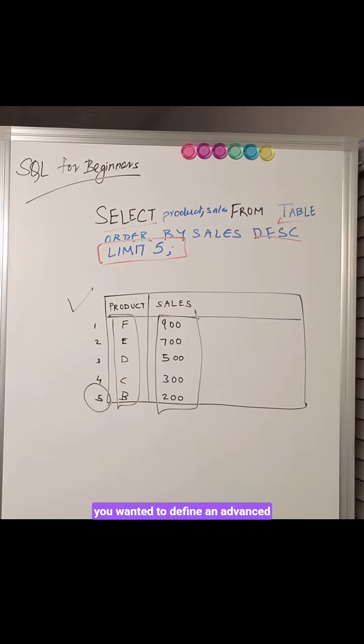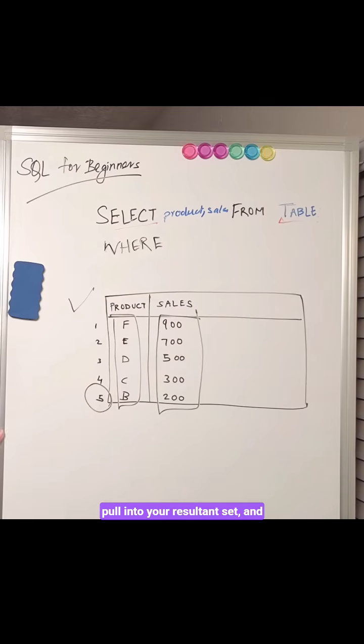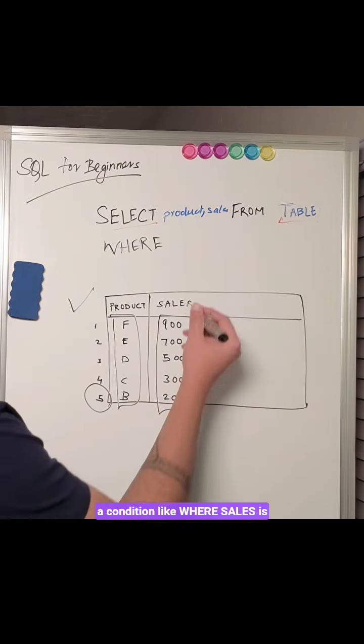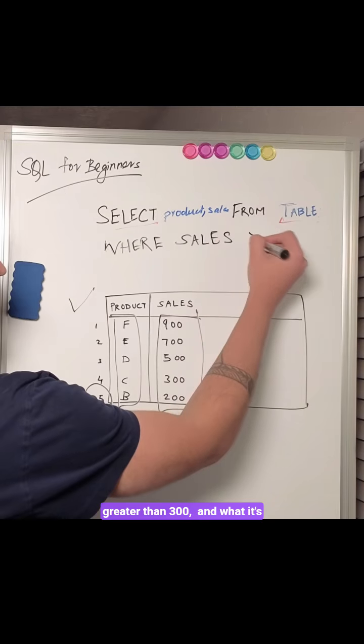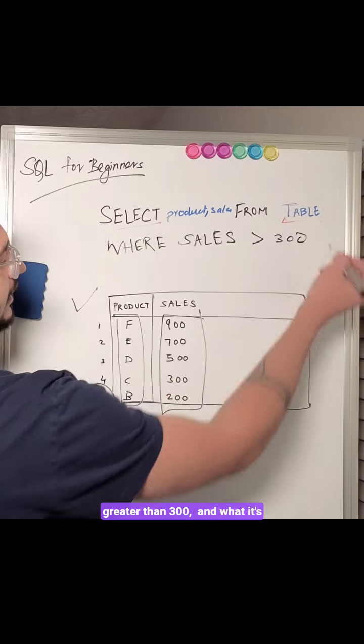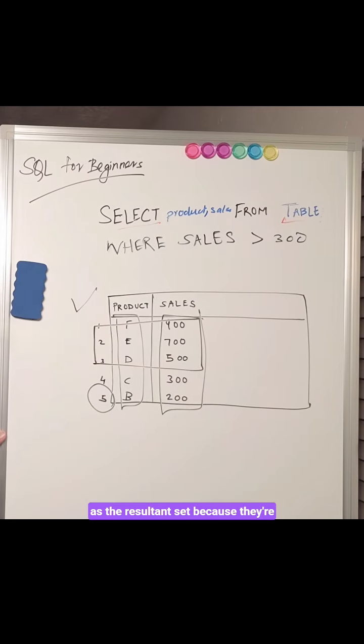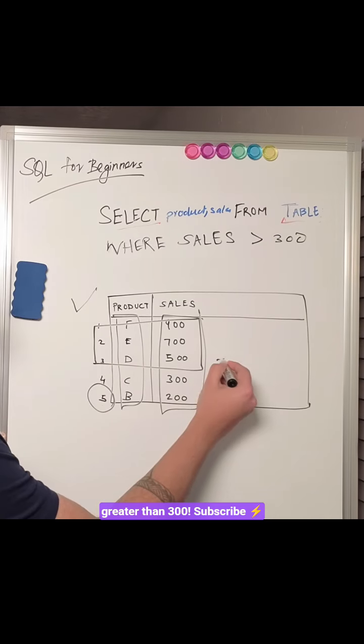of sales. But let's say you wanted to define an advanced condition by which you decide which rows get pulled from the table. So for that, we would use something called the where statement, which helps you define exactly what kind of rows you would like to pull into your resultant set. And in this example, you can specify a condition like where sales is greater than 300. And what it's going to give you is these 3 rows as the resultant set because they're greater than 300.